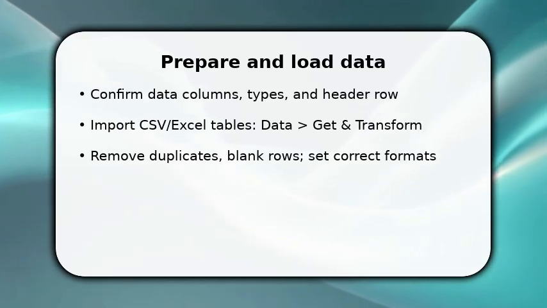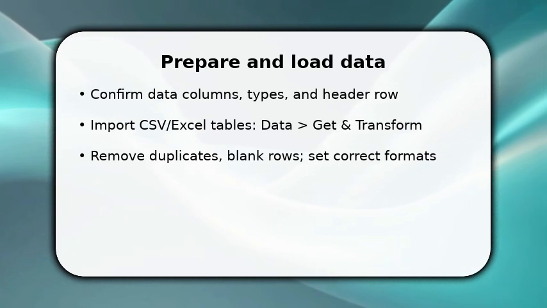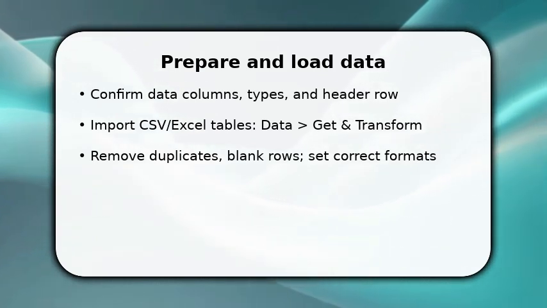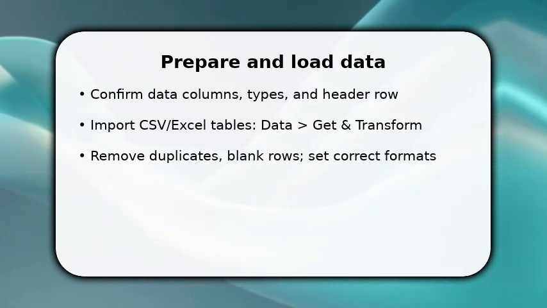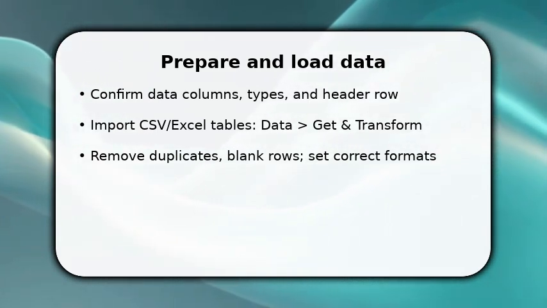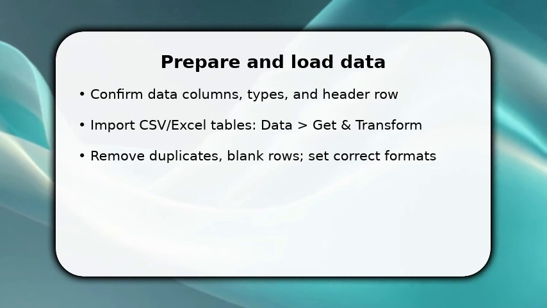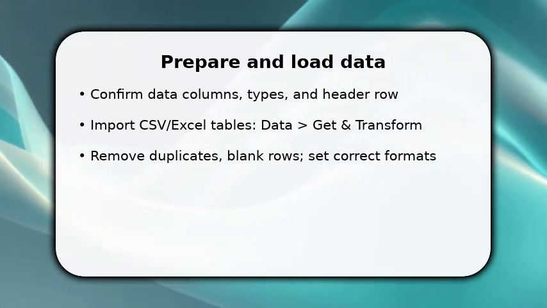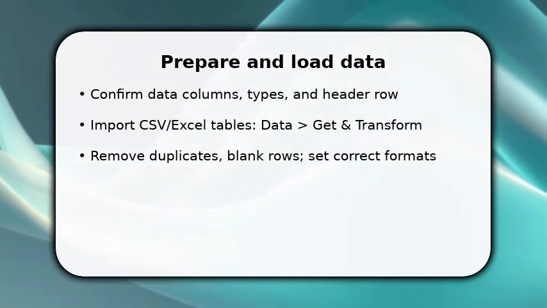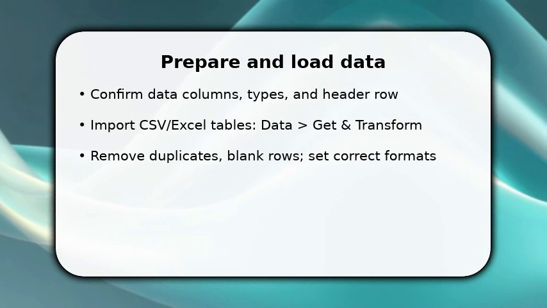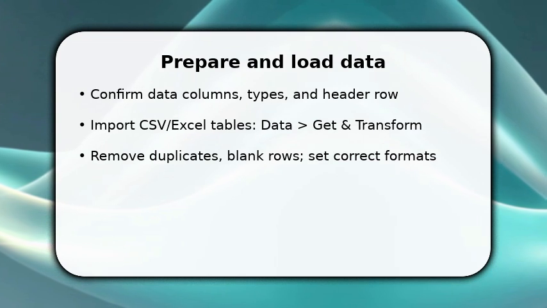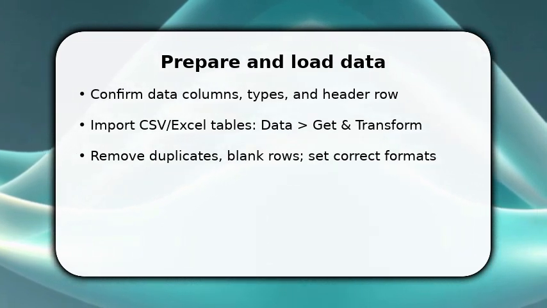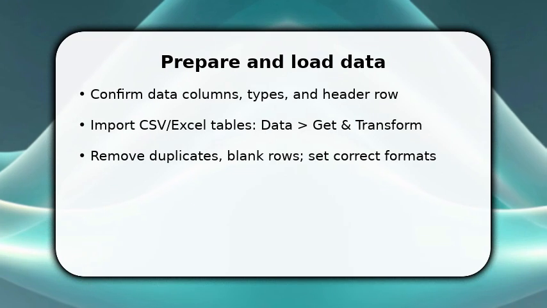You start by verifying the source and essentials so you can avoid messy results later. First, load the file via Data, Get and Transform, and select the table or range. This preserves headers. Once loaded, scan column types and convert text to numbers or dates where needed, and quickly remove duplicates and empty rows to prevent skewed calculations. Make sure column names are clear and consistent. You'll thank yourself when writing formulas and setting filters.